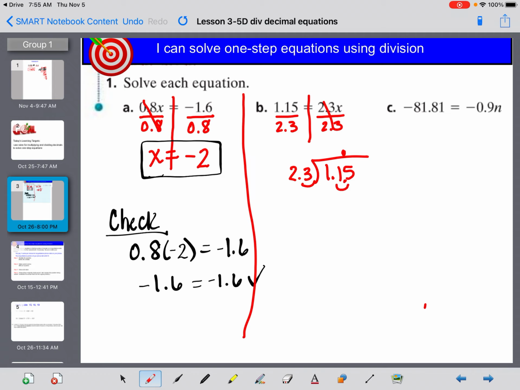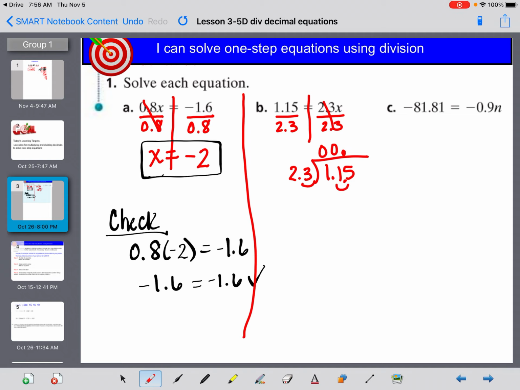1 1/1500 divided by 2 3/10. I need to move the decimal over 1 place because I cannot have a decimal in my divisor. 23 does not go into 1. 23 does not go into 11. 23 goes into 115.